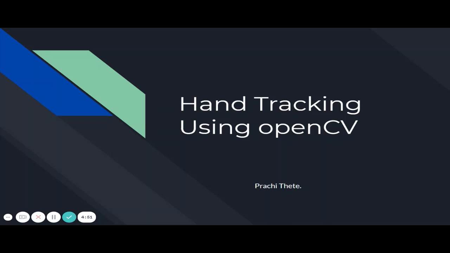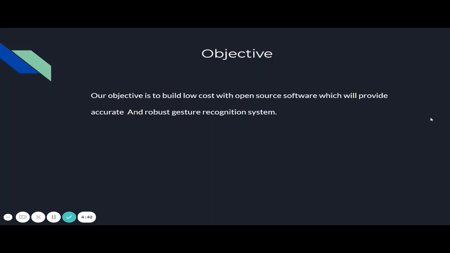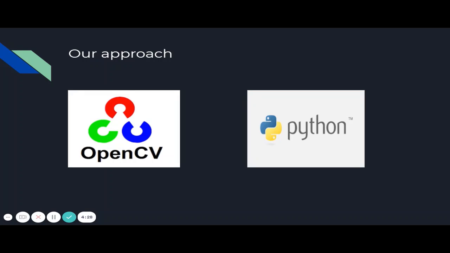Hello everyone. Today we are going to see how we can do hand tracking using OpenCV. The objective of our project is to build a cost-efficient, open-source software which will provide an accurate and robust gesture recognition system. For this project we are going to use OpenCV and Python.